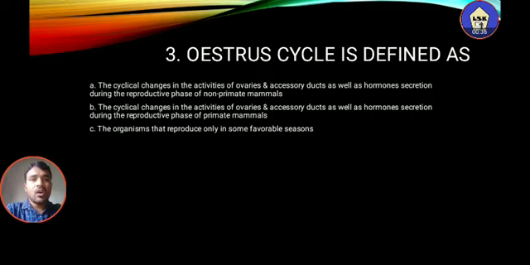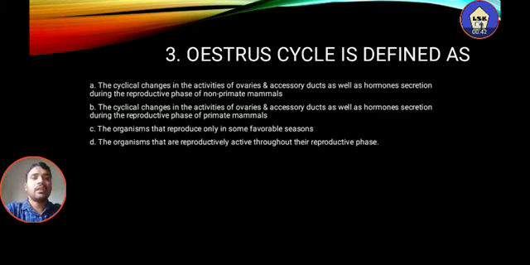That is the only difference. Option C, the organisms that reproduce only in some favorable seasons. And option D, the organisms that are reproductively active throughout their reproductive phase. Among these, the fourth option represents the continuous breeders, and option C represents the seasonal breeders. In primate mammals, the reproductive cycle is called the menstrual cycle, and in non-primate mammals, the estrus cycle. So the answer is option A. Option A is the right answer to question number 3.